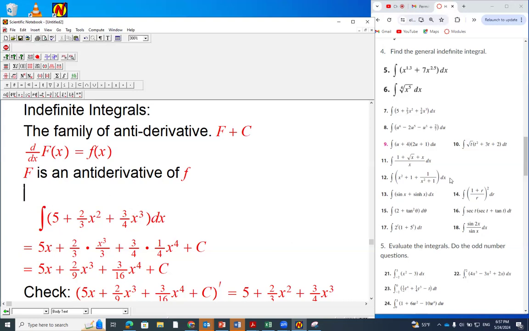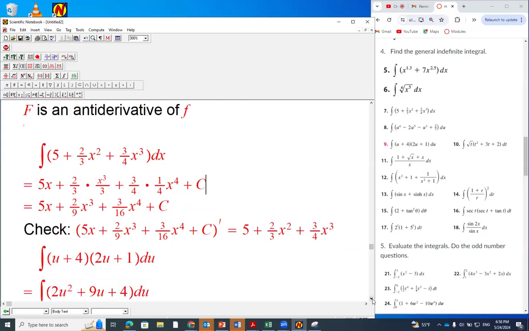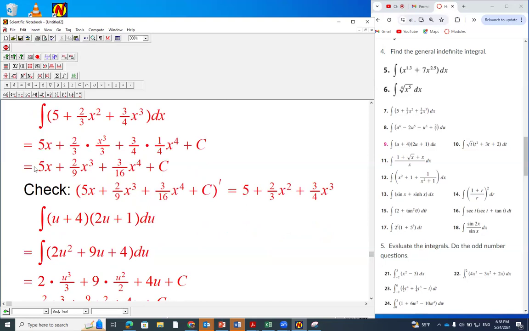Okay, the first example I took is number 7. We have the integral of 5 plus 2/3 x squared plus 3/4 x raised to the power 3. So for each term, we find its antiderivative, and plus a big fat constant. And then you organize the terms, you get the indefinite integral. Make sure you attach a big constant. Check if your answer is right. You just take your answer, take a derivative to see if you get the original function given here.